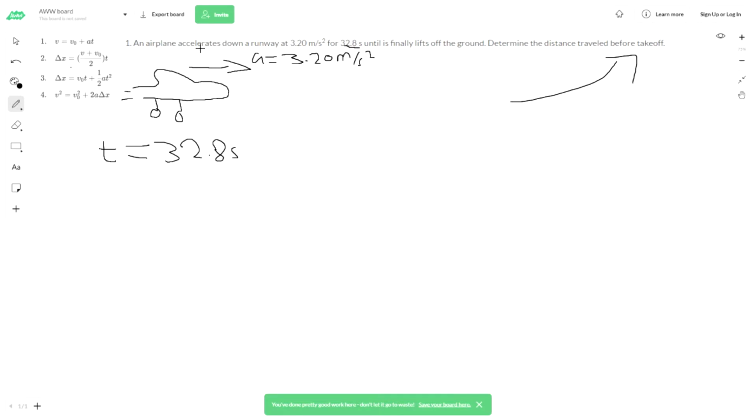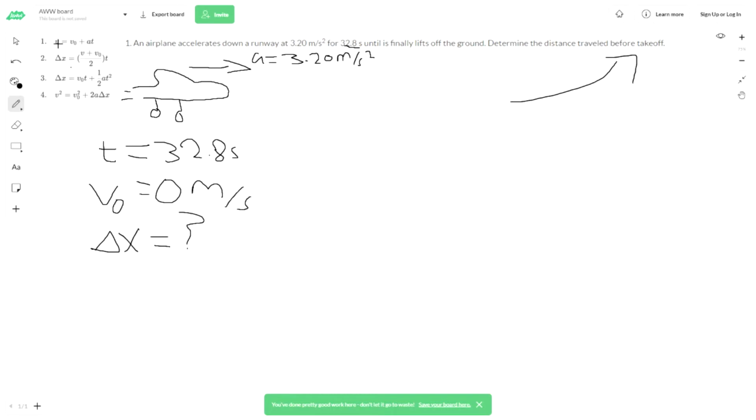Alright. We can assume here that the initial velocity v0 is 0 meters per second, because in the problem, it says that it accelerates down a runway, and at airports or when airplanes lift off, they start from rest, obviously. So we can assume that there, and we're looking for the distance traveled. So we have acceleration, we have time, initial velocity, and we're looking for distance or change in x. So we have change in x equals question mark.